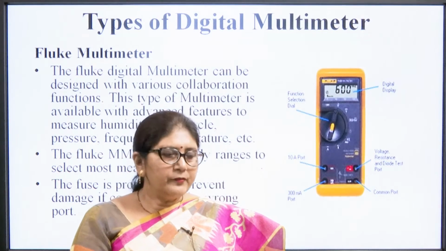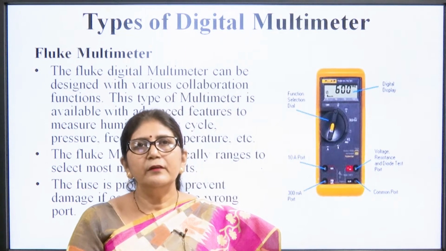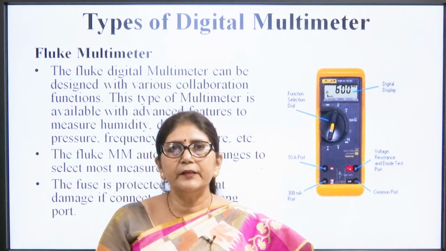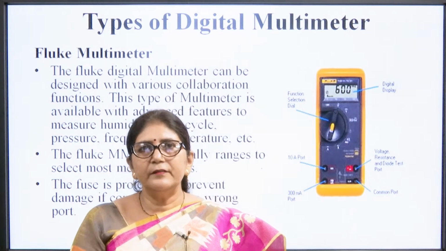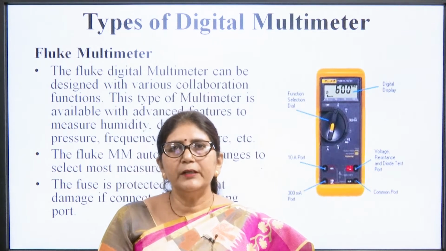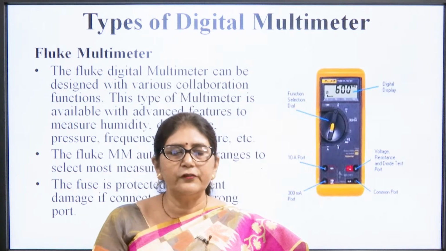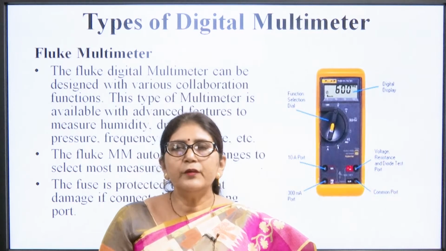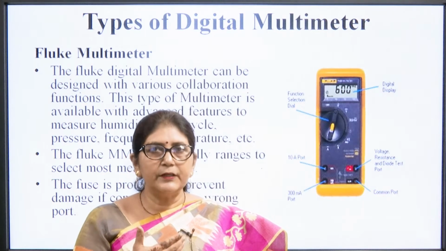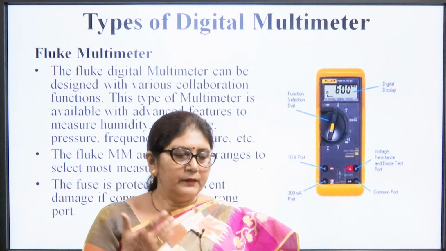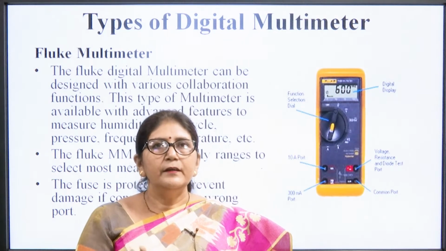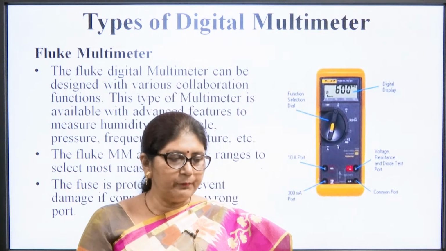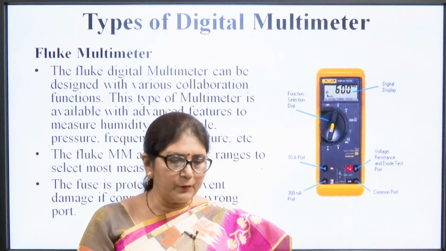So, now types of digital multimeter. The first one is the Fluke multimeter. This multimeter is designed with various functions, from advanced features to measure humidity, duty cycle, pressure, frequency, temperature. So apart from measuring voltage, current, resistance, it can also measure humidity, duty cycle, do any pressure measurement, measure the frequency, and it can also show the temperature.